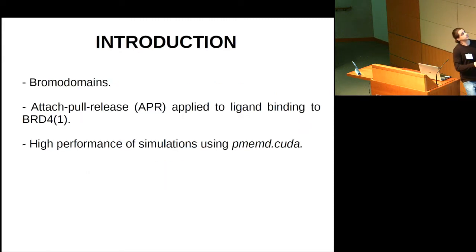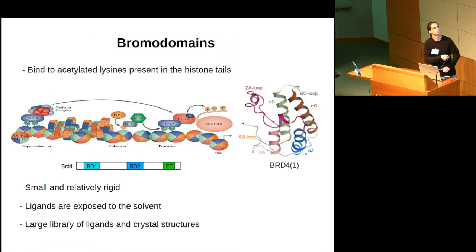First I'm going to quickly talk about bromodomains and what these proteins are, then how we apply this attach-pull-release method to these proteins, and then why we do this. It's because you can get really high performance simulations using the PMEMD CUDA module from Amber 16. It has a few limitations, such as for some restraints you have to use single atoms, not center of mass restraints. But we can overcome them and hopefully get good results.